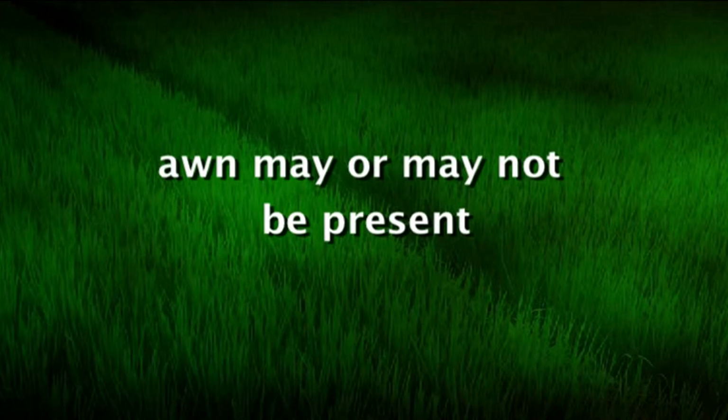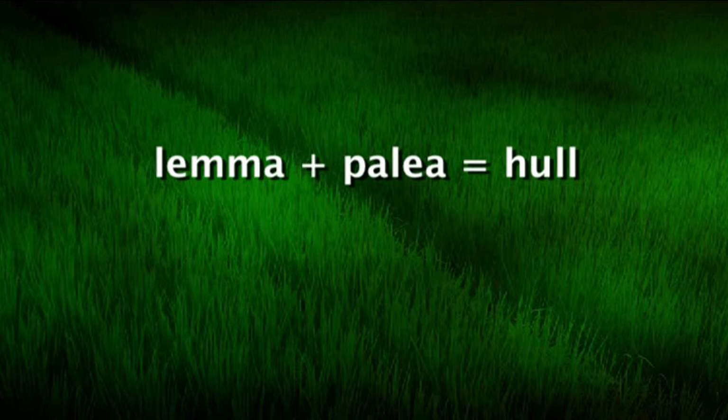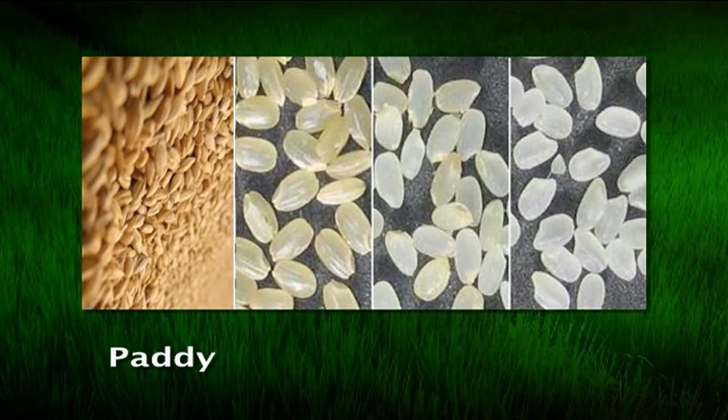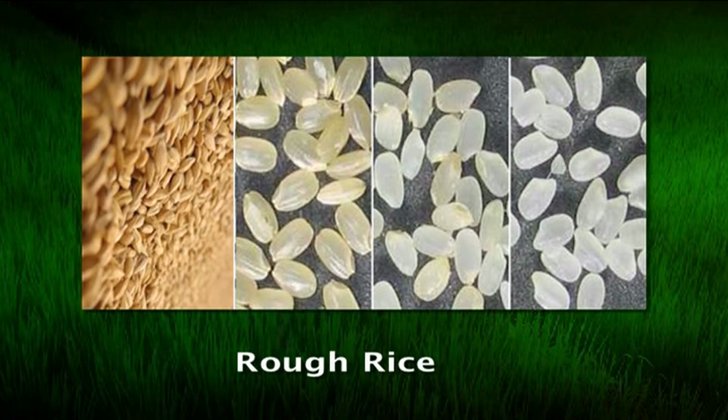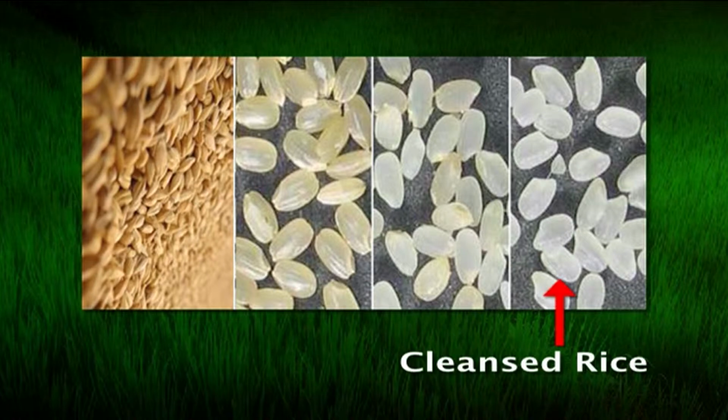The lemma and palea may or may not possess awns. The presence or absence of awn is a hereditary character. The presence of awn in rice is advantageous as it is less subjected to bird attacks. The lemma and palea together are known as hull. The rice grain with the hull is known as paddy or rough rice, whereas the one in which the hull is removed is known as brown or husked or cleansed rice.